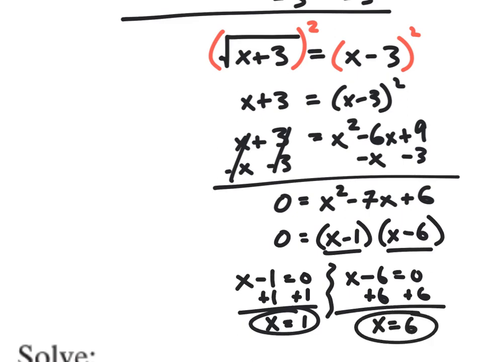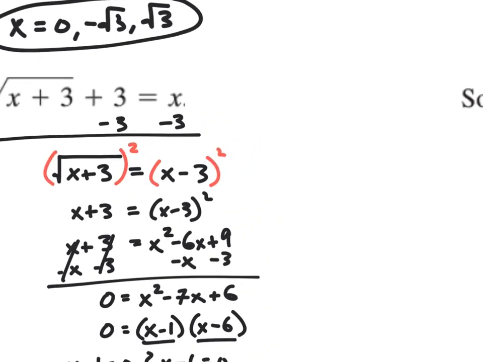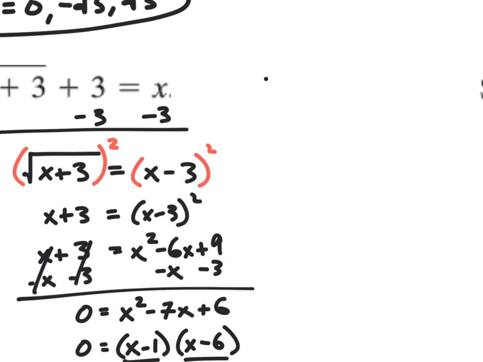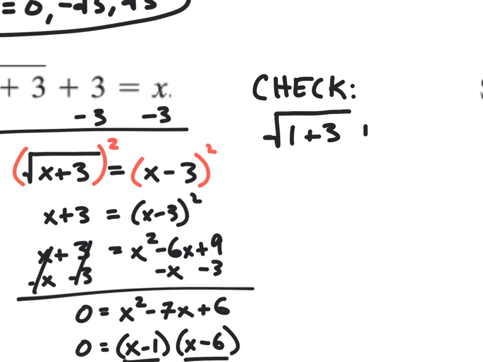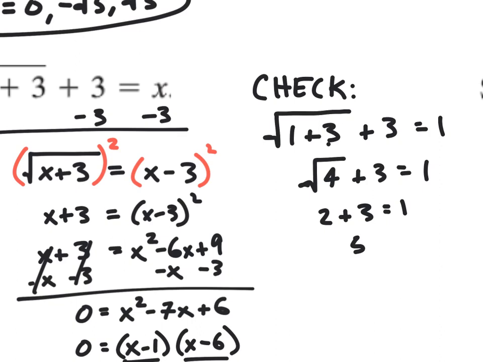Okay, now these are the solutions that I get algebraically. However, we need to check these. So I'm going to come over here and we're going to check. Okay, so what I'm going to do is plug these in. So I'm going to get the square root of 1 plus 3, plus 3 is equal to 1. Let's see if this works. So 1 plus 3 is 4, so the square root of 4 plus 3 is equal to 1. Square root of 4 is 2. Plus 3 equals 1. I get 5 equals 1.